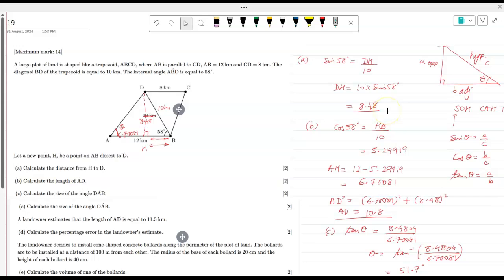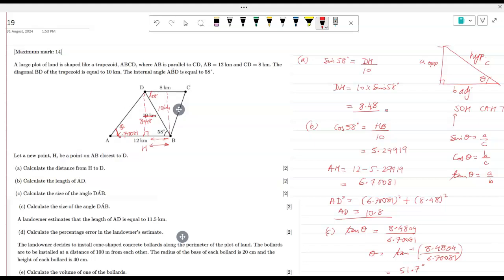Now to find out DC, you can say this is parallel to this. So if this is 58, this will be 58. Correct? You drop a perpendicular here, because it's an isosceles triangle. They haven't mentioned it. Trapezoid, parallel this. The diagonal BD is 10 kilometers. Correct? So it looks like an isosceles.